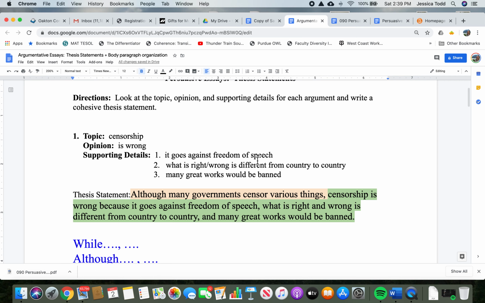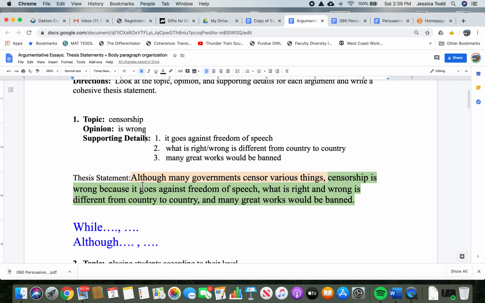Number one, it goes against freedom of speech. Number two, what is right or wrong is different from country to country. And number three, many great works would be banned, right? So that a lot of times censorship is about like banning books and banning written things. So my thesis statement here begins with a word of contrast, although. Although many governments censor various things, right? So this is sort of the opposing side, right? Many governments censor. But remember that I believe that censorship is wrong, so now I need to transition into my opinion. Although many governments censor various things, censorship is wrong because now we get into the three ideas.